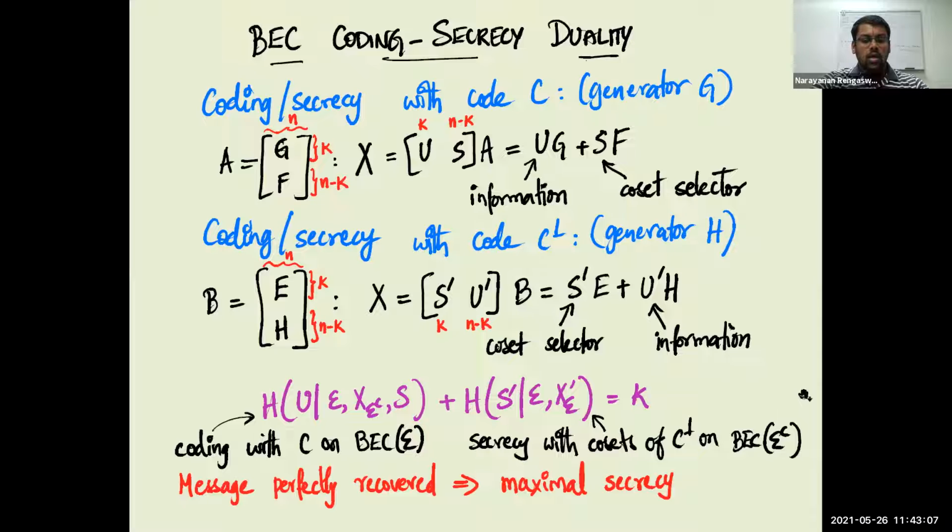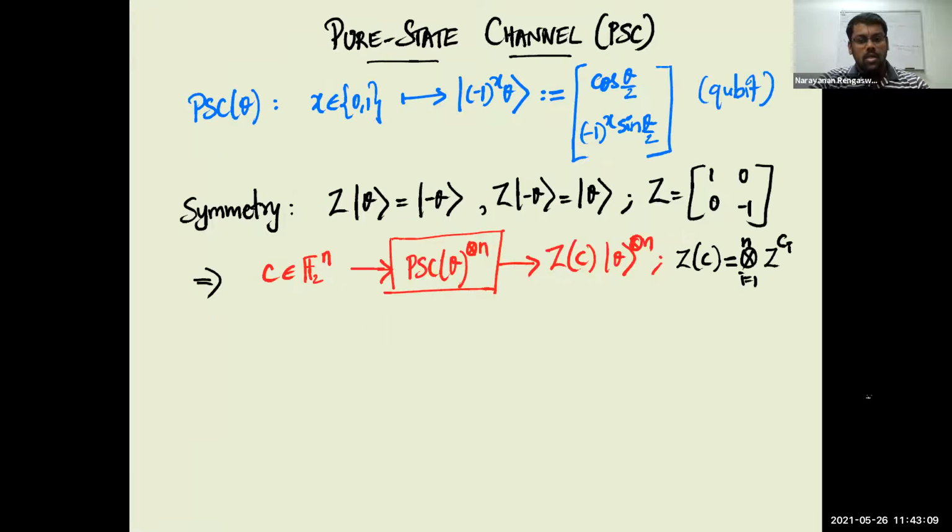And we are going to look at the case of the pure state channel. So how is the pure state channel defined? The input is classical, it's a bit. The output is a qubit, which is a two-dimensional vector, and it's modulated by the input using this sign. So when x is 0, there is no minus sign here. When x is 1, you have a minus sign. And theta is the channel parameter, which you can assume lies between 0 and pi over 2.